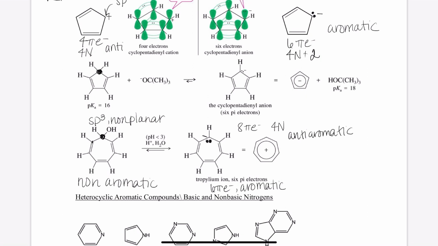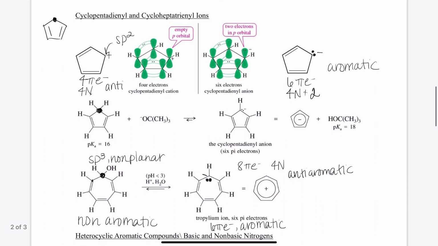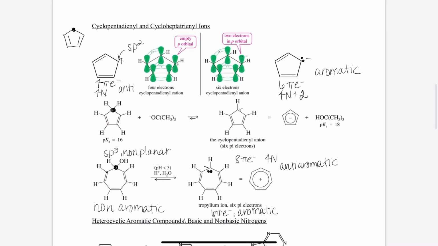That structure tripped me up. But anyways, these are other ways that we can apply the rules to determine whether we have a planar or non-planar structure. If we have lone pairs, we look at how they are going to participate in the ring, because they're going to be in a p orbital.